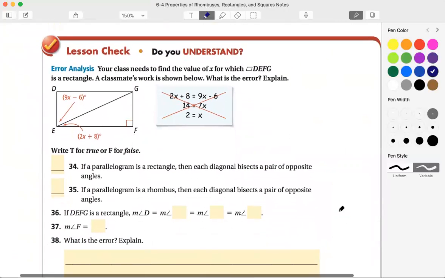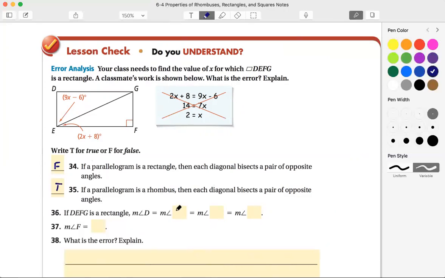Your class needs to find the value of x for which the parallelogram DEFG is a rectangle. A classmate's work is shown below. What's the error? The work says if a parallelogram is a rectangle, then each diagonal bisects a pair of opposite angles. Well, that's false. If a parallelogram is a rhombus, then each diagonal bisects a pair of opposite angles. That's true. So they confused the two theorems here.